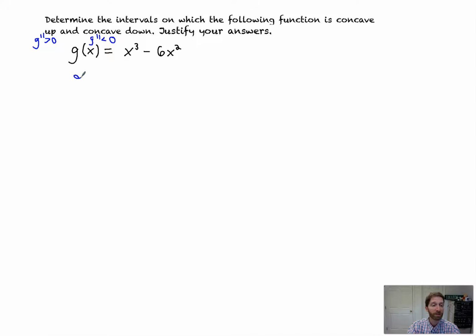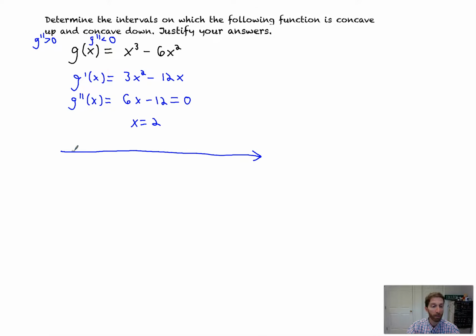Let's go for it. So g prime of x is equal to 3x squared minus 12x. We're going to pass right through this because we're looking for g double prime. G double prime of x is equal to 6x minus 12. Again, we're going to set that equal to 0. We're looking for the critical numbers of g prime, if you will. And that's going to be when x is equal to 2, right? We add 12 and divide by 6. So x equal to 2 is the only place I need to check on a number line.